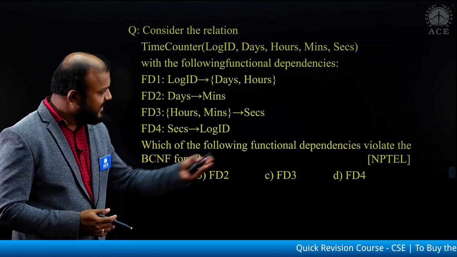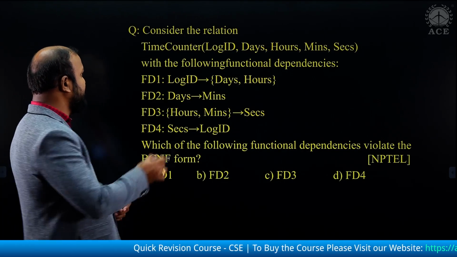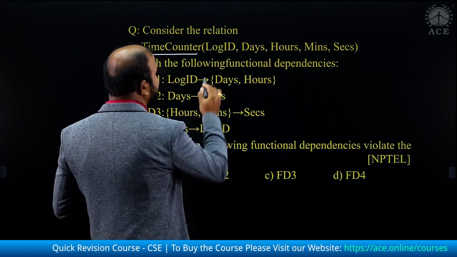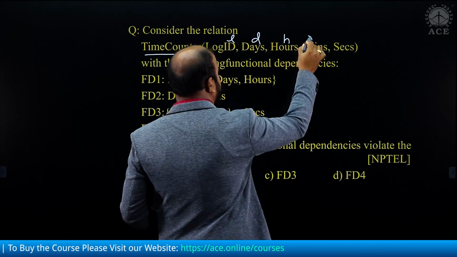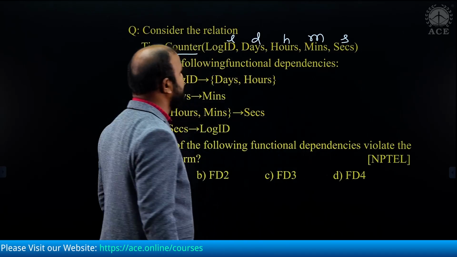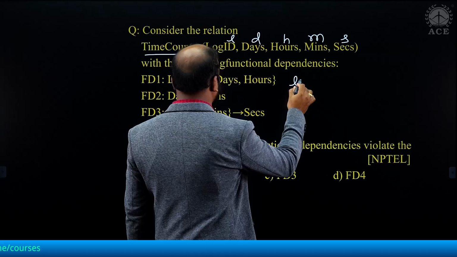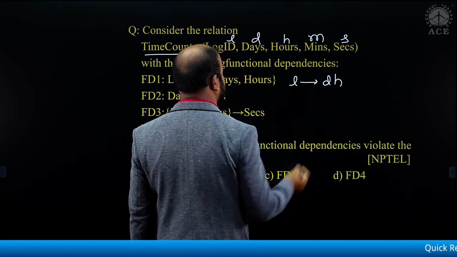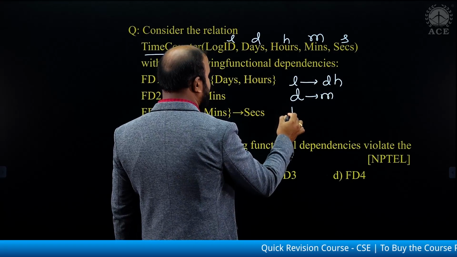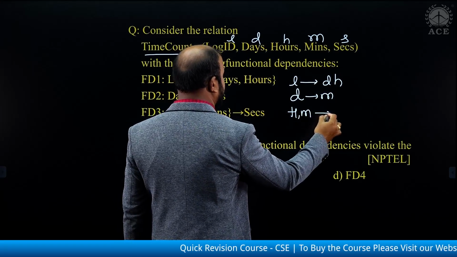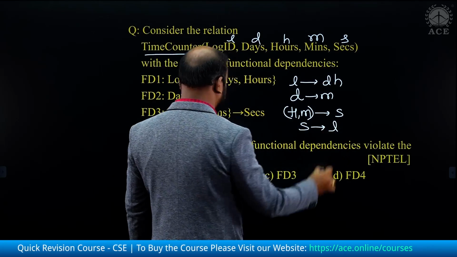Here is one more question, again collected from the source of NPTEL. Consider the relation time counter with attributes Login ID L, days D, hours H, minutes M, seconds S, and the following functional dependencies. Login ID determines days and hours. Days determines minutes. Hours, minutes determines the seconds. And seconds determines the login ID L.